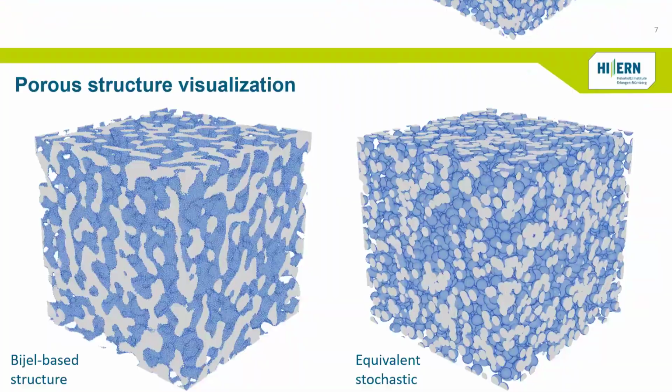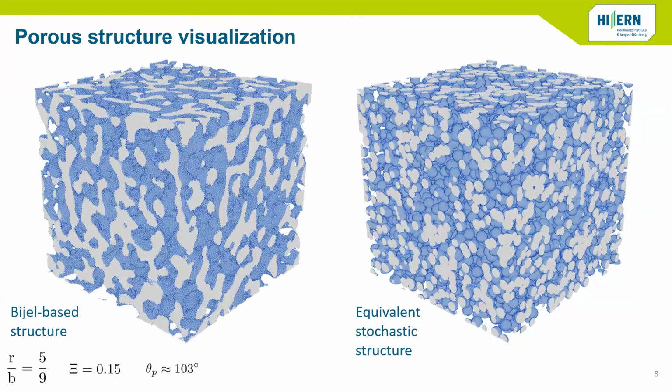When we then do a visual inspection of these structures, you can already see that they are morphologically quite different. On the left here, you have a Bijel-based structure with the following properties, and on the right, you have an equivalent stochastic structure. So for both, the porosity and the surface area are equal.